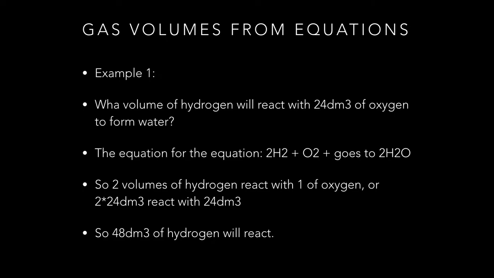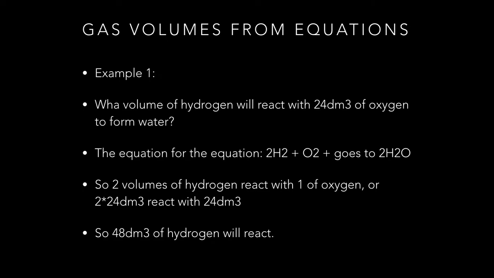Now, you might be asked to find gas volumes from equations. Now, here's example 1. What volume of hydrogen will react with 24 dm cubed of oxygen to form water? Now, the equation for the reaction, this is the wrong word there, is 2H2 plus O2 goes to, I can't type the arrow, so I have to use go to, 2H2O.